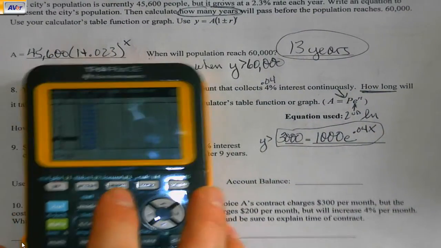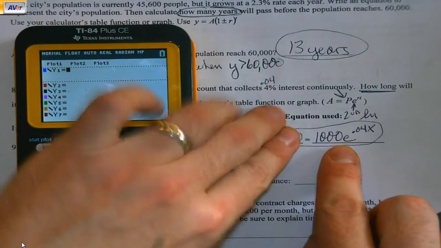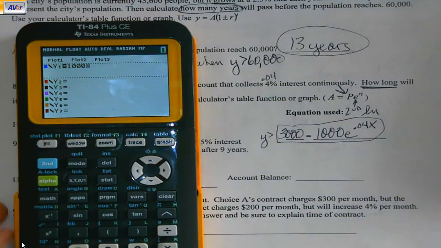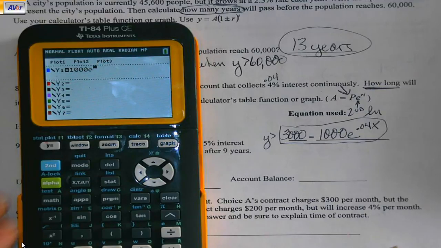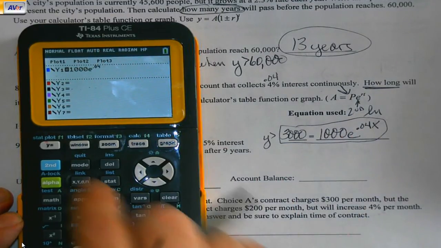So basically what I'm going to be doing here is I'm going to type this part of the equation in, not the 3,000. So 1,000, second, natural log, ln on the left side. It makes it an exponent for you. And I just type in my 0.04x.